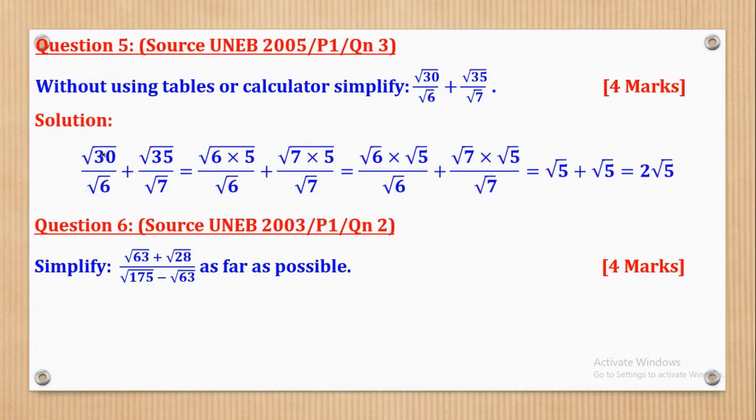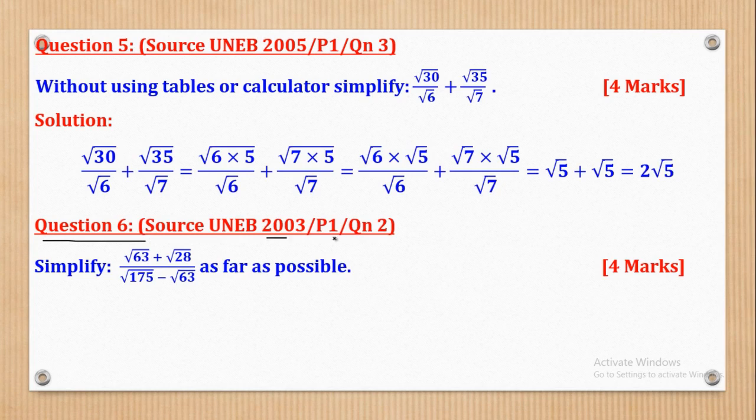Okay, so now 30 is the same as 6 times 5, and 35 is the same as 7 times 5. Then from there I'm going to split this one to become root 6 times root 5, and this will be root 7 times root 5. Then from there I realize that this and this cancels, this and this cancels, remain with root 5, and also here root 5. So these are 2, so 1 plus 1 is 2, that's why you see here 2 root 5.